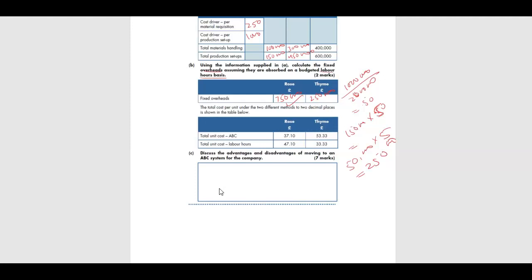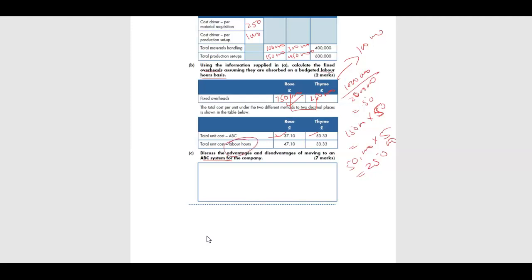Alright, so let's have a look at the next one. This is the advantage of the ABC, because they're saying the total unit cost for rows under ABC is 33, for the theme is 53. Under the labor hours, the cost is 47 for rows and the theme is 33. You can see the picture is different because under the ABC method my cost for the rows is 33 and for the theme the cost is 53. But if I use the labor hour basis, I'm saying the cost is 47, so I'm showing more cost for the rows and less cost for the theme.